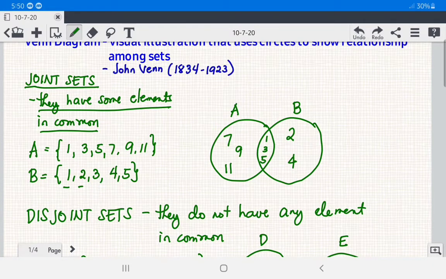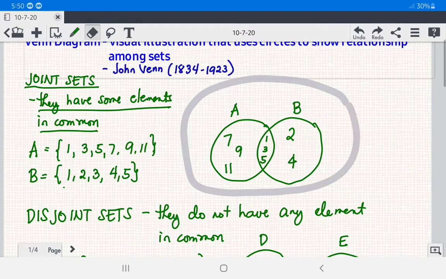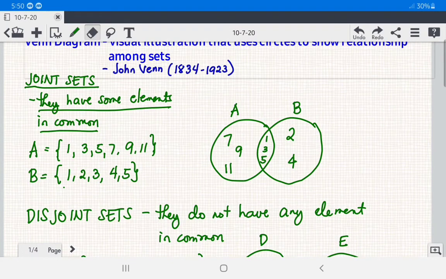If you're going to notice, from set A and set B, they have elements which are common, which are the same. So we have 1, we have 3, and we also have 5. If we're going to make use of the Venn diagram, this is now the illustration of that. We have here two circles that overlap each other. So the common elements are 1, 3, and 5.